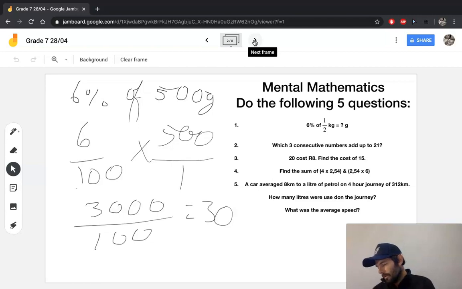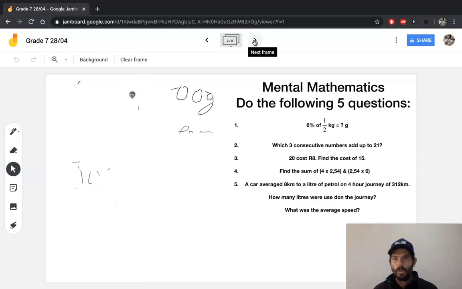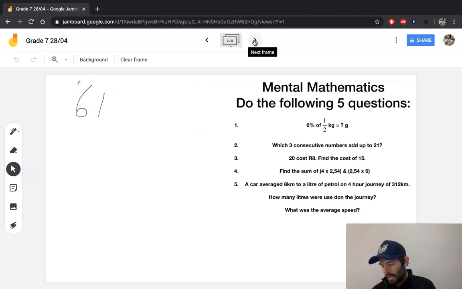All right. Okay, question 2, which 3 consecutive numbers add up to 21? And perhaps you would have had to do this via trial and error and see what worked, but you should have got 6 plus 7 plus 8.